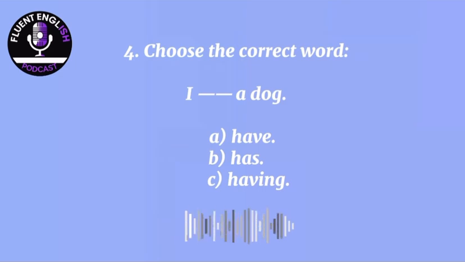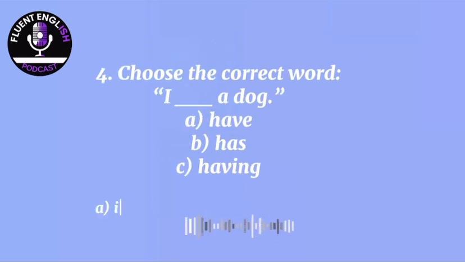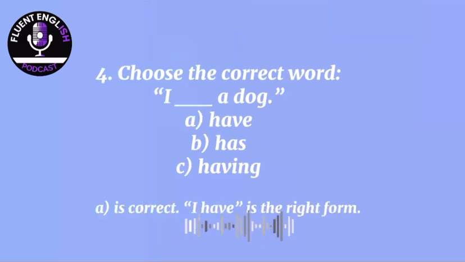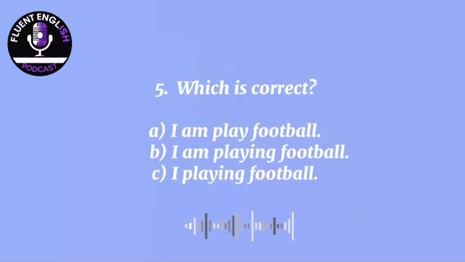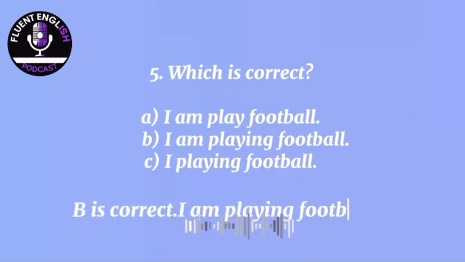4. Choose the correct word. I blank a dog. A. Have. B. Has. C. Having. A is correct. I have is the right form. 5. Which is correct? A. I am play football. B. I am playing football. C. I playing football. B is correct. I am playing football.